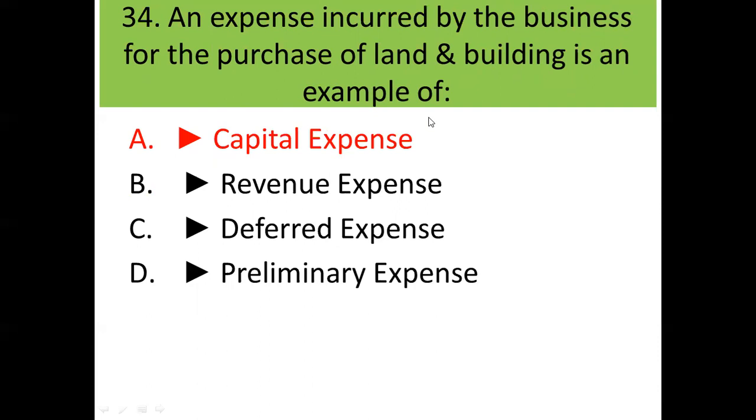An expense incurred by the business for the purchase of land and building is an example of capital expenditure. As building and land will benefit the business for a long future period, that kind of expenditure is capital expenditure. While revenue expenditure is the expenditure which will benefit the company only for one financial year.